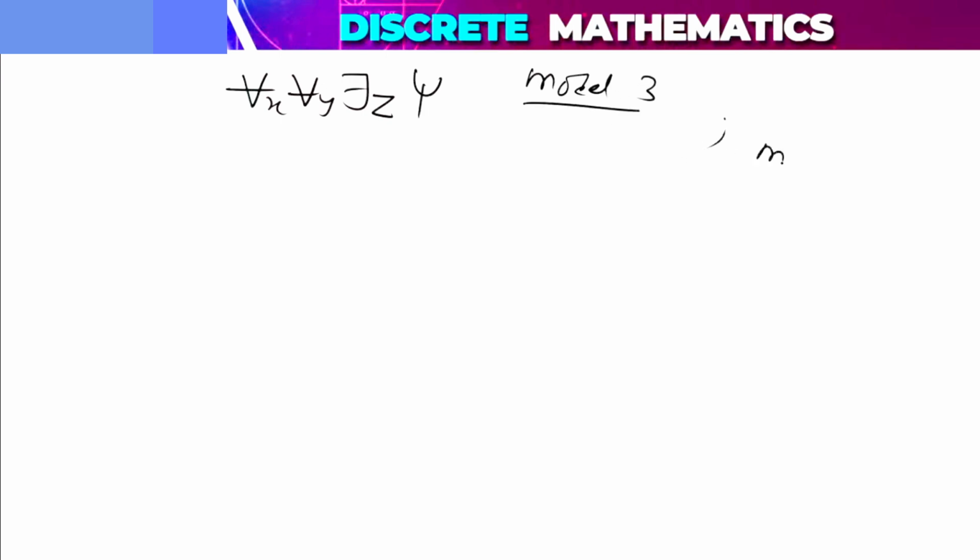For this question, can we guarantee a model of size 4? Let's see. So for all X, for all Y, there exists Z. This is our question. And for this, it is already given that there is a model of size 3. Now, can we guarantee a model of size 4? Did you try it? Can we guarantee a model of size 4? Tell me. Can we guarantee this?